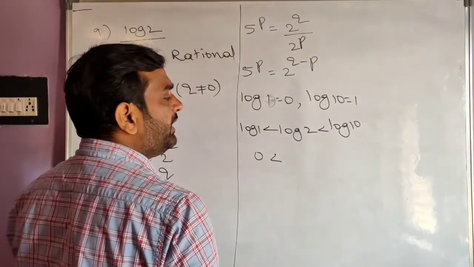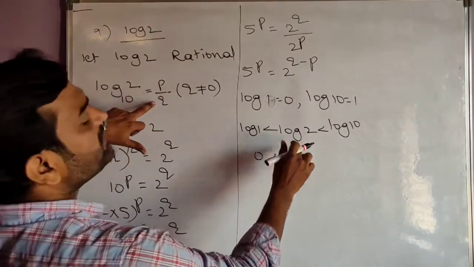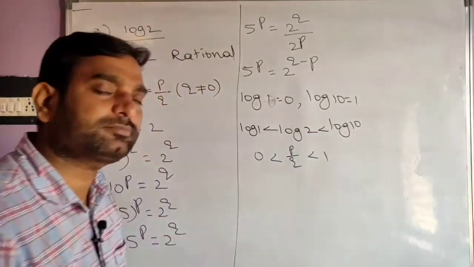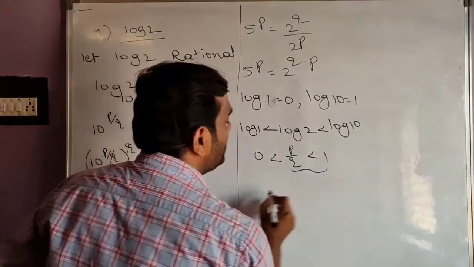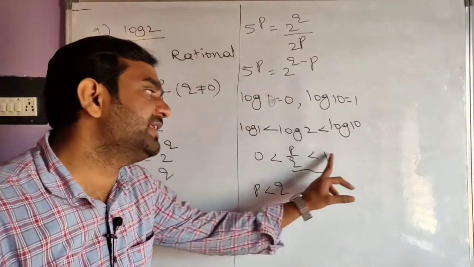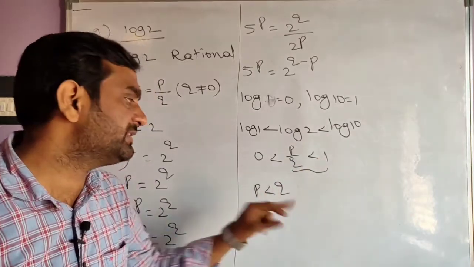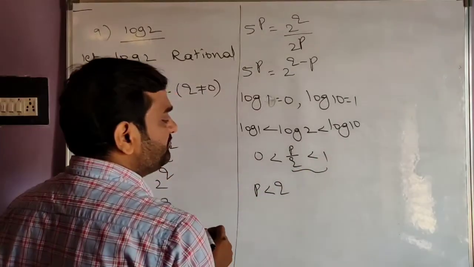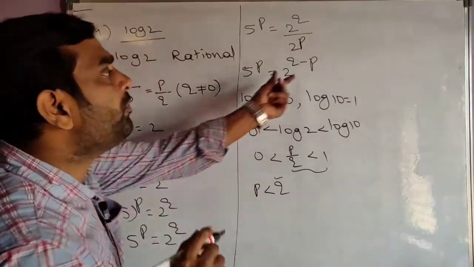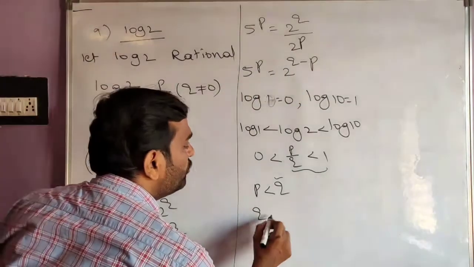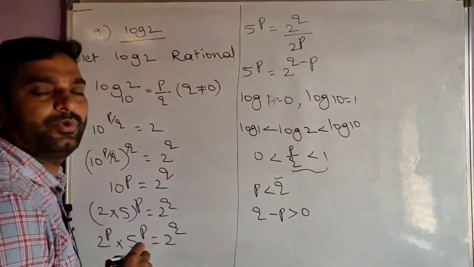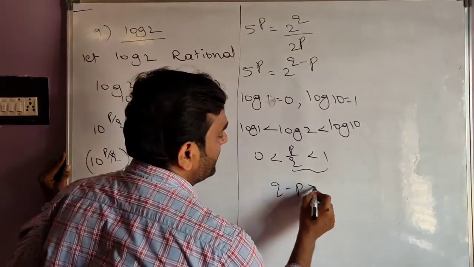Log 2 is greater than 0 and less than 1. What is log 2 now? Log 2 is p by q. So p by q is less than log 10, which is 1. By these two we can write p is less than q, so q is the greater one and p is the lesser one. Q minus p is greater than 0.